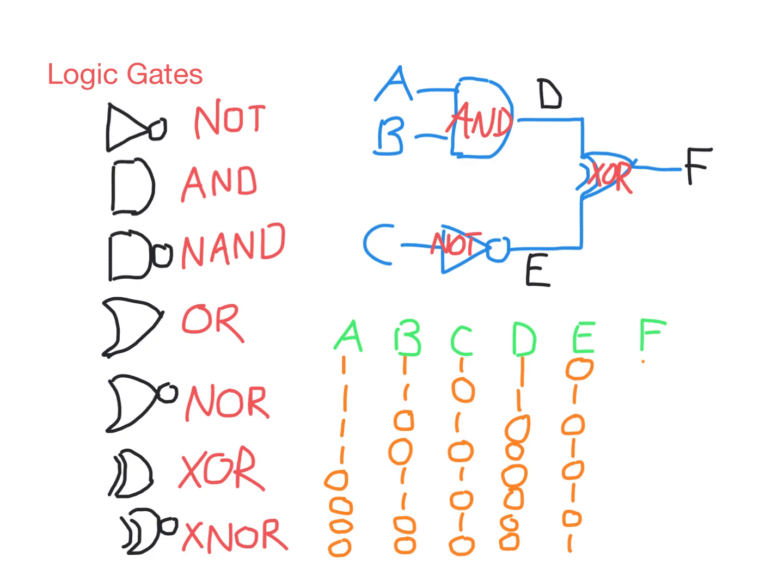So F will be true. Here we have both D and E. XOR excludes. That's what the X means. It excludes the case where both are true. So this will be false. Here we have D and E, neither are true, so F is false. F is true when one and only one of D and E are true. So F is going to be true here, false here, true, false, true. This gives us the possible outputs of F for all possible combinations of inputs A, B, and C.